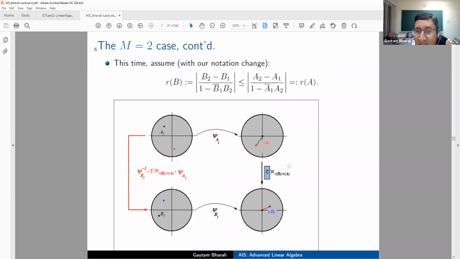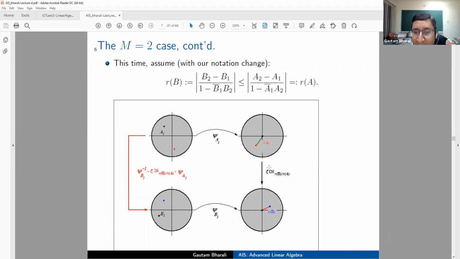Well, let's do it one step at a time. So I have a map that is going to map the open unit disk to itself and will map the red dot to the blue dot and map the origin to the origin. And how is that going to work? I first switch on the dilation by this factor that I have just highlighted. You see, the very fact that R of B is less than or equal to R of A implies that this dilation factor is less than or equal to 1.